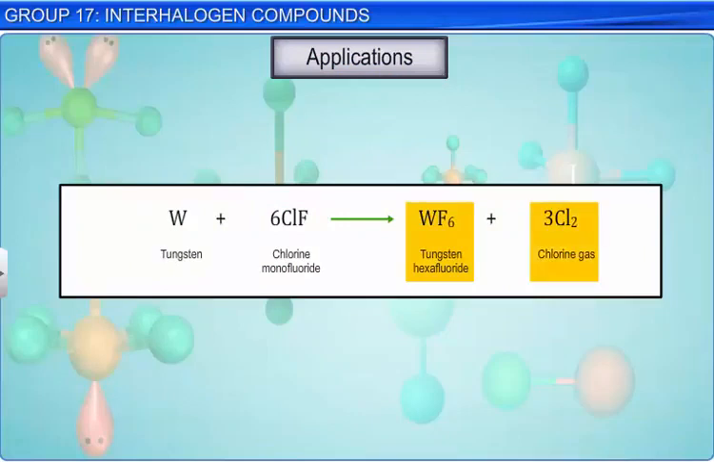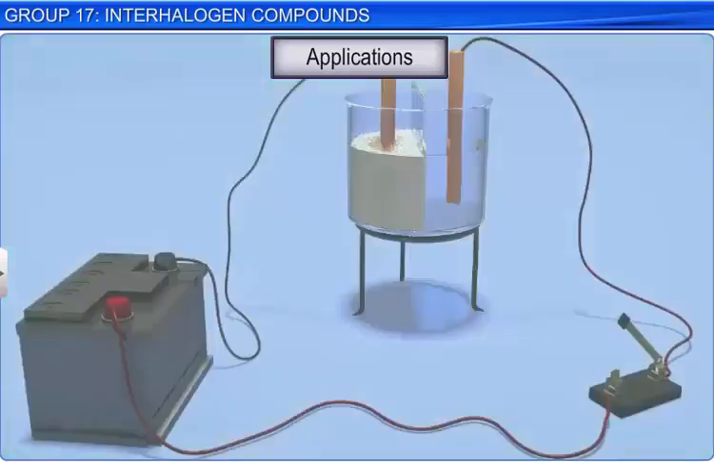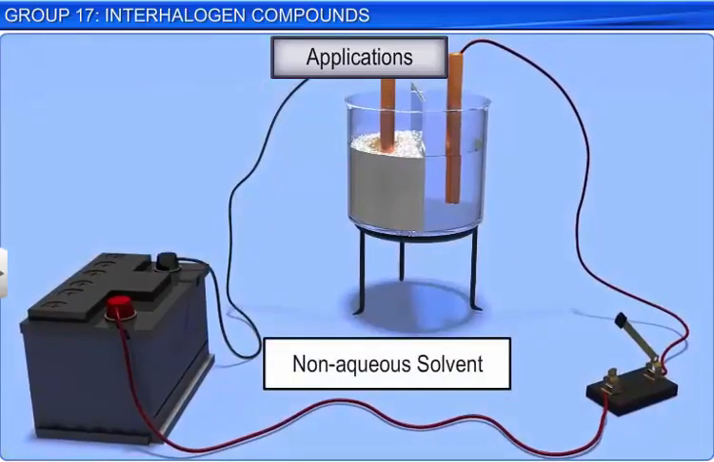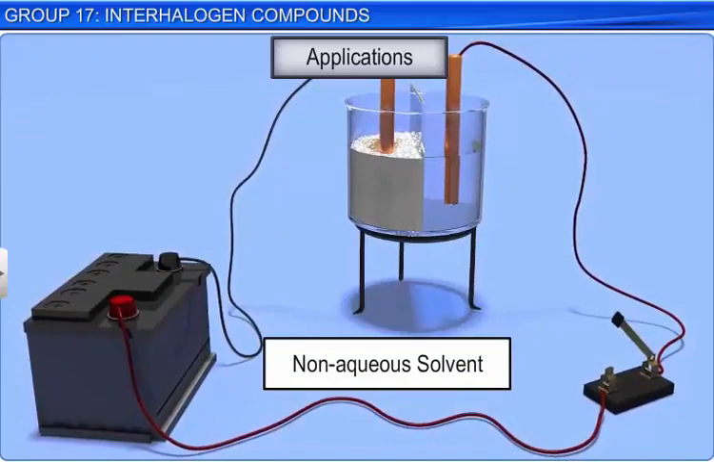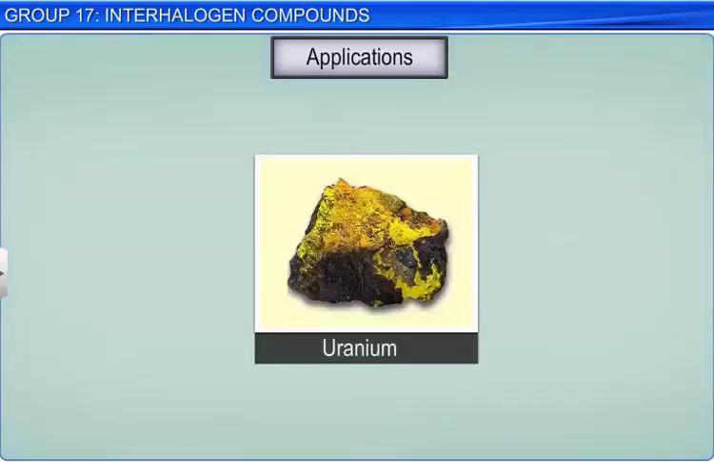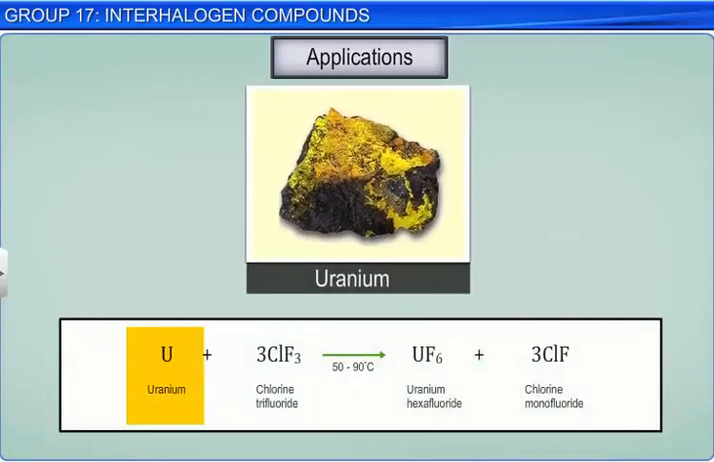They are also used as non-aqueous solvents, electrolytic solvent, and in the production of uranium hexafluoride for enrichment of uranium. Example, uranium reacts with chlorine trifluoride at 50 to 90 degrees Celsius to form uranium hexafluoride and chlorine monofluoride as shown here.